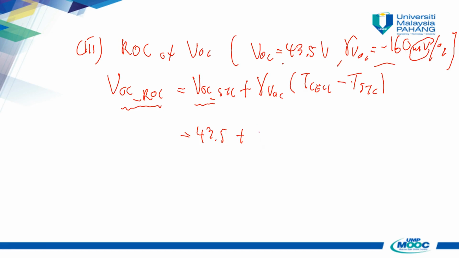43.5 plus what? Plus negative 160 over? Milli, okay, over 1000. Milli, so 1000, sir. Lepas tu? Then multiply, 75 minus 25. How much is it? 25.